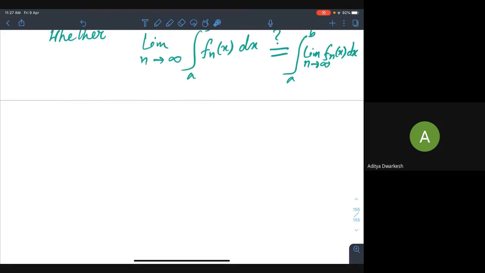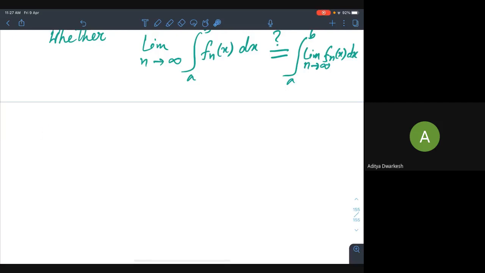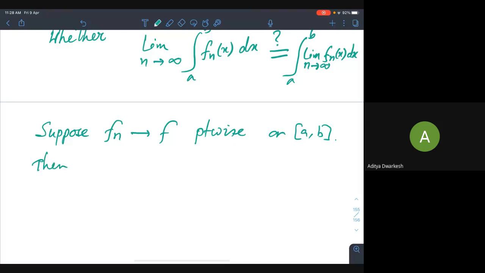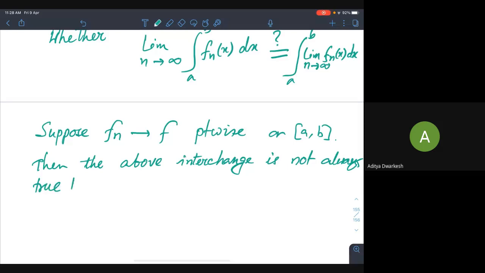So let's look at, suppose Fn converges to F pointwise on [a, b], then the above interchange is not always true. So let us look at a couple of examples.